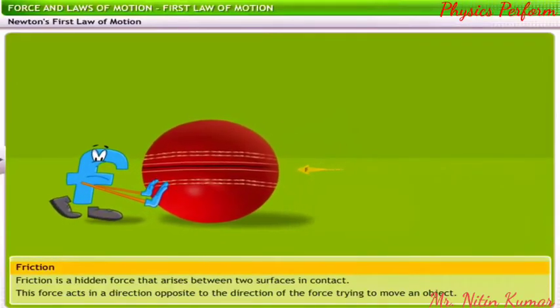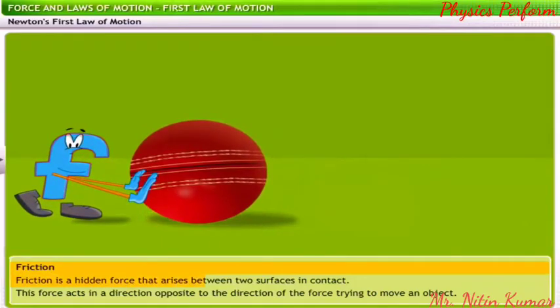This has been explained through the concept of friction. Friction is a hidden force that arises between two surfaces in contact. This force acts in a direction opposite to the direction of the force trying to move an object. Friction is used in our daily lives to slow down and stop moving objects.